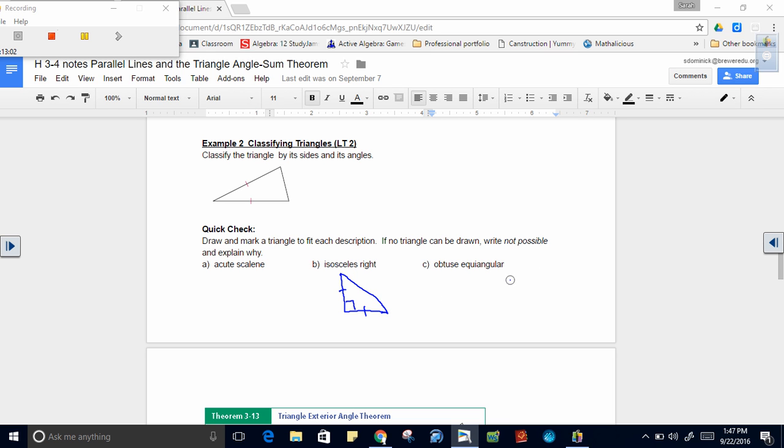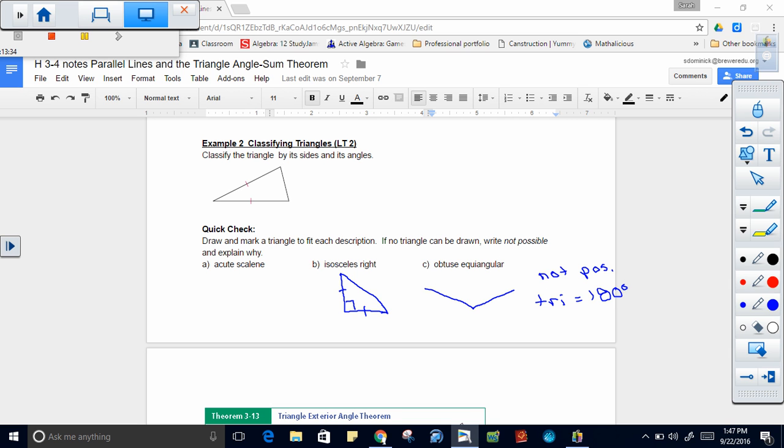Obtuse, equiangular. So obtuse means that one of them would have to be more than 90. But then if they're asking for equiangular, they would all have to be equal. So let's say 91, 91, and 91 for my three angles in a triangle. There's no way that that's possible. So this is not possible. And I'm just going to say a triangle is supposed to equal 180 degrees. Right? We kind of just talked through why that would not work.